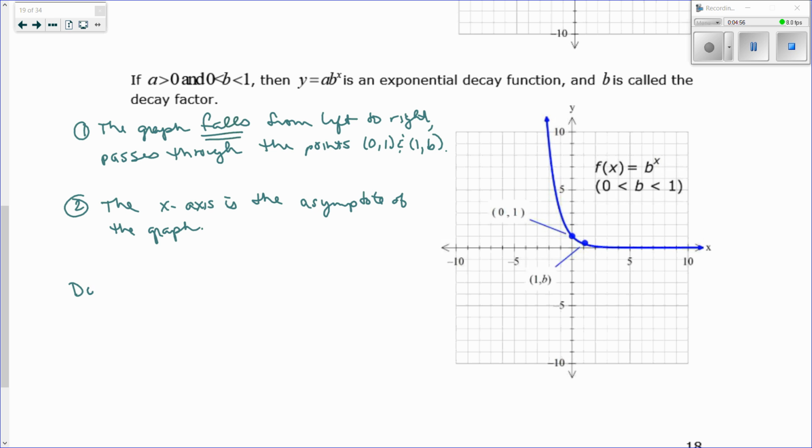So our domain here of f of x equals b to the x is still all real numbers. And my range is still y is greater than 0. Now, this doesn't change because the actual format of the equation is the same. The only thing that's changing is b is becoming a number between 0 and 1, so it's a fraction.